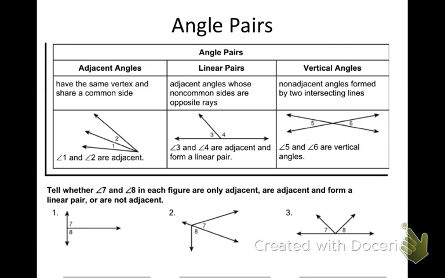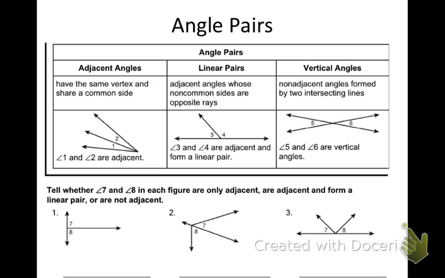So let's look at the first couple problems here. Same idea. I have angle pairs here. I have examples of adjacent angles, examples of linear pairs of angles, and examples of vertical angles. So 1, 2, and 3. It says tell whether angle 7 and angle 8 in each figure are only adjacent, are adjacent and form a linear pair, or are not adjacent.